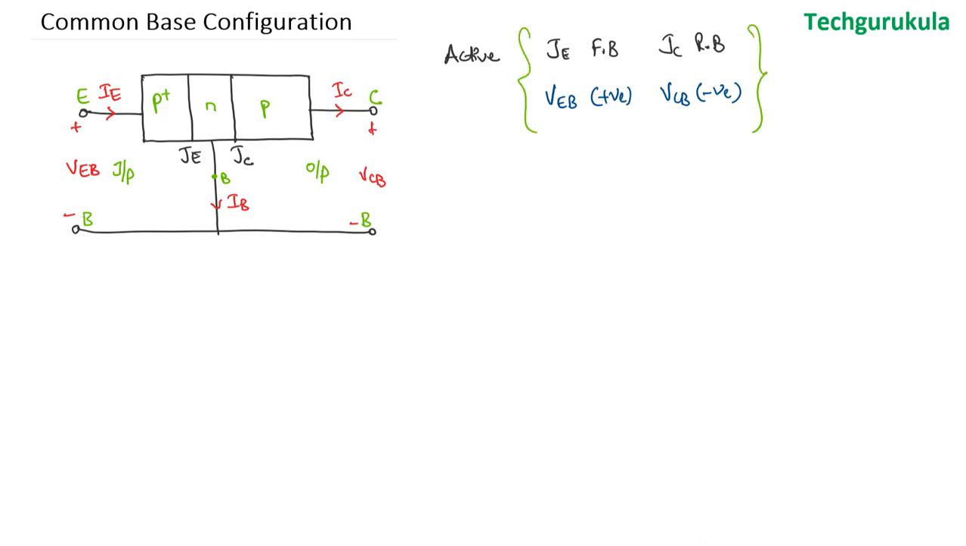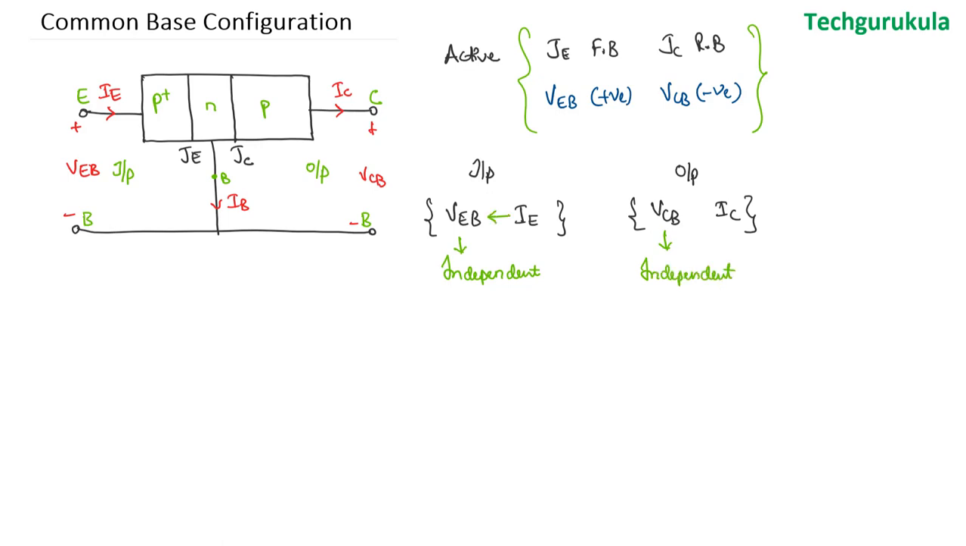In fact, if you see, we have four variables here. At the input side, we have VEB and IE, and at the output side, we have VCB and IC. We know that VEB is an independent value that we can change, and even VCB. IE would depend on VEB, and of course IC would depend on VCB. And if you observe here, IC depends on even IE. We have seen in base width modulation that IE would depend on VCB as well.